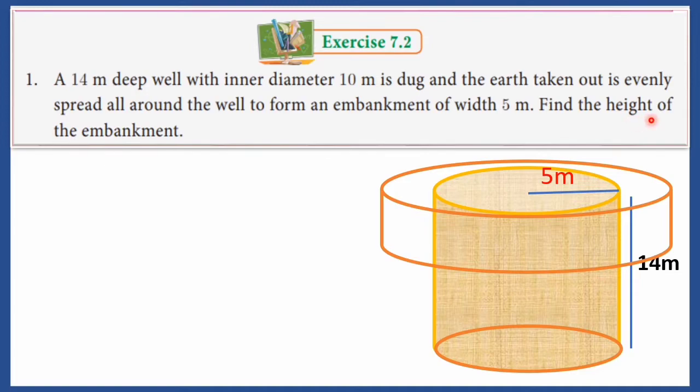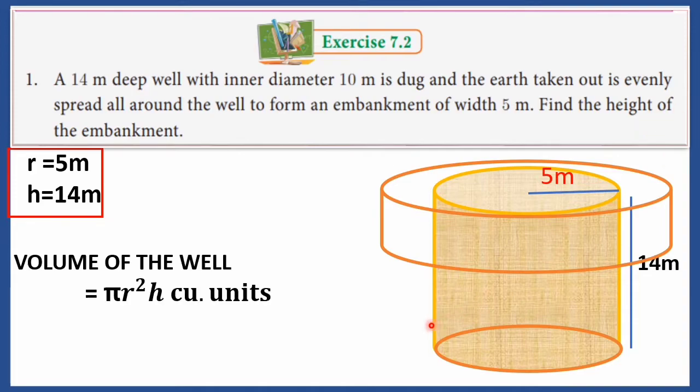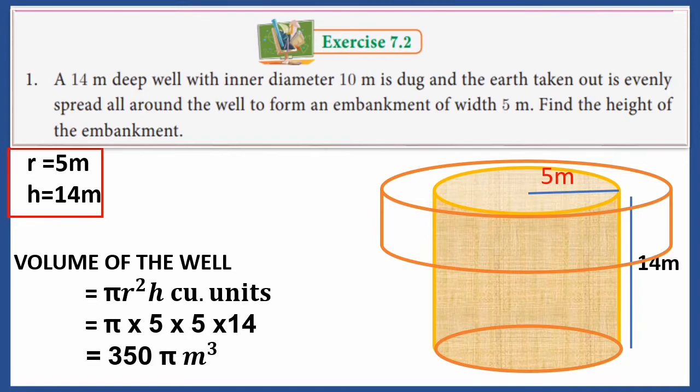Listen here. Radius of the well equals 5 meter, height equals 14 meter. First we have to find the volume of the well. It is in cylindrical shape. So volume of the cylinder is pi r square h cubic units. Substitute the values. Here no need to substitute the value for pi, because when equating the volumes the pi will get cancelled. So write pi as it is. 350 pi meter cube. Here the width of the embankment is given.